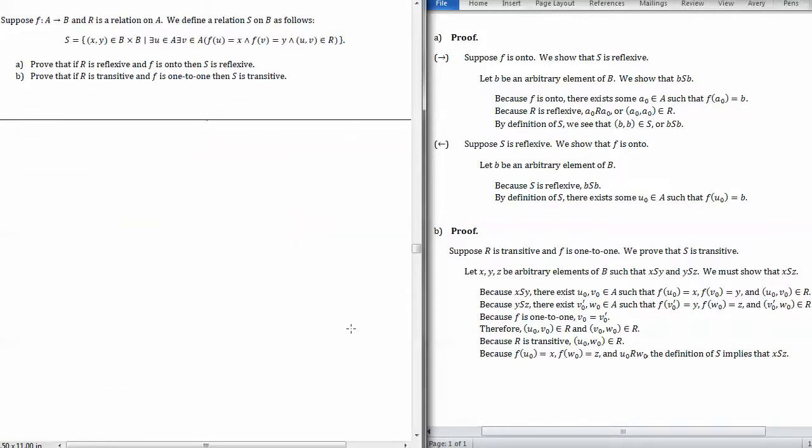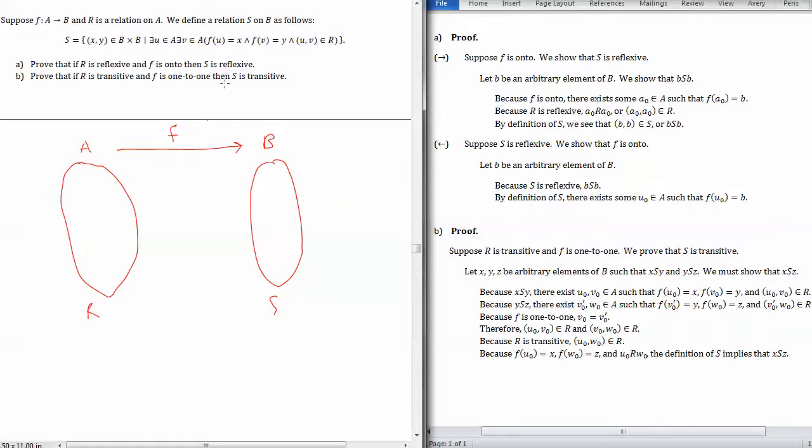That finishes that off, and brings us to part B of the problem, which is similar, but instead of being about the relations being reflexive, it's about transitivity, and instead of onto, it's about one-to-one. So if R is transitive and f is one-to-one, then S is transitive. Well, let's try and understand why this might be true. Here is my set A again. Here's my set B, and function f, relation R, and then relation S, which is defined in terms of R and f as above.